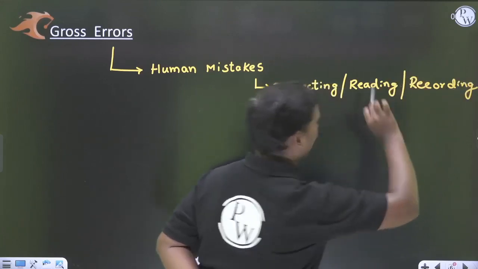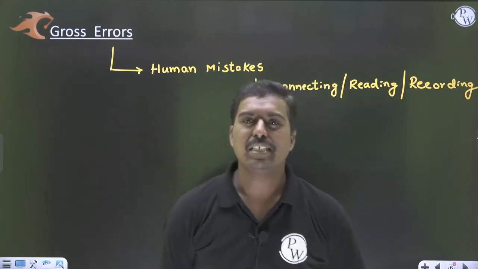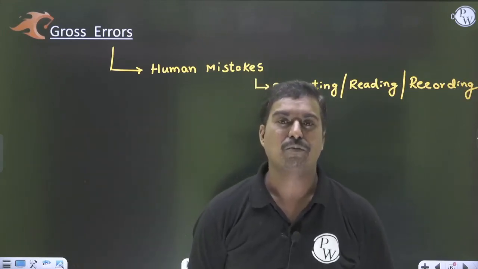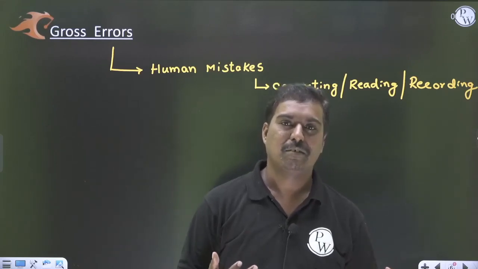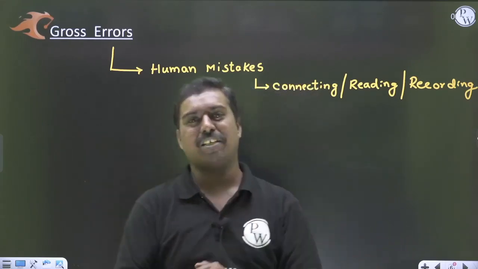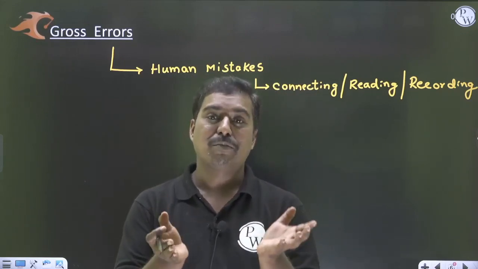So all those errors will be called gross errors. And what is the remedy to come out of this gross error? What is the technique to come out of this gross error? There is no other technique. So the humans must be very careful.